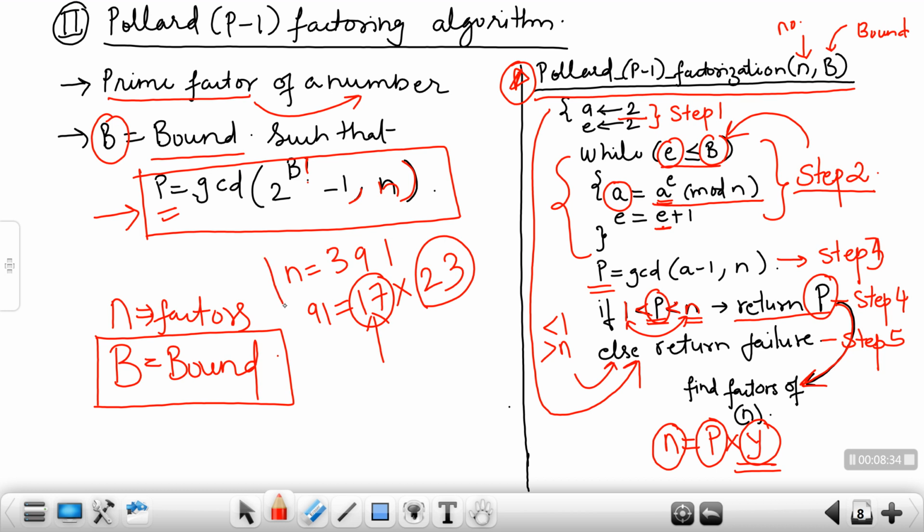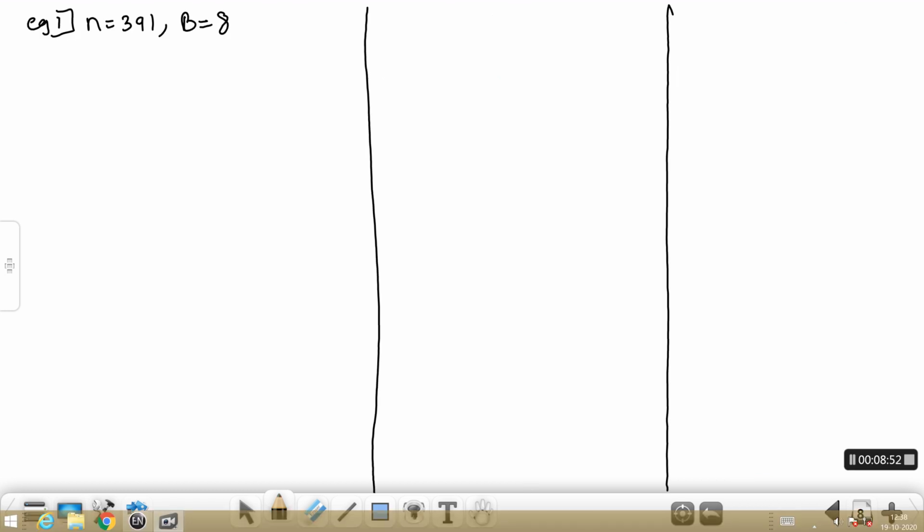We will take this example where n equals 391, and the value of b equals 8. The bound value is given as 8 and the n value is given as 391. We will see how to solve the problem, how to find the factors of the number 391. So we have taken a problem where the value of n, of which you need to find the factor, is 391. The bound value we have taken as 8. So let us start with step number 1.